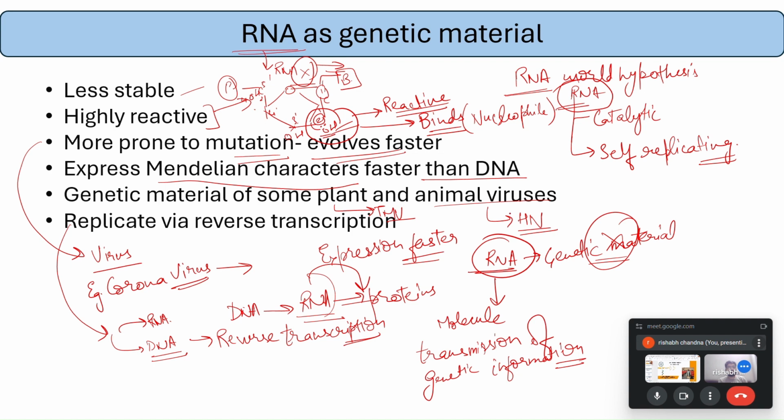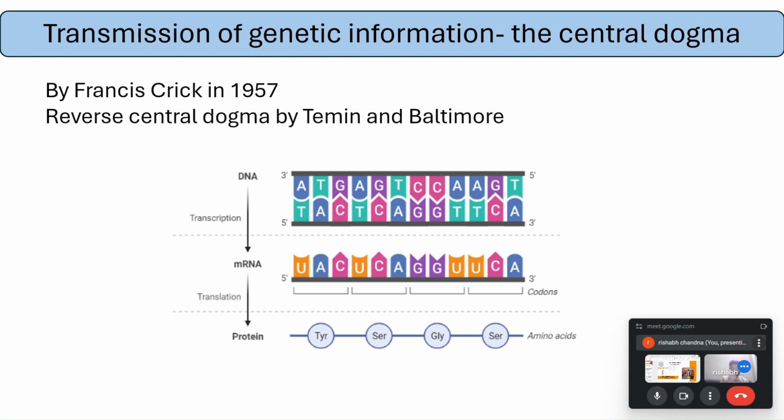So all these properties stated above make it a good molecule for transmission of genetic information, as compared to storage of the genetic information. Okay, so that is why RNA is expressed in the form of proteins, and this we'll be discussing in the central dogma. So we'll be starting with the transmission of genetic material information through the central dogma.